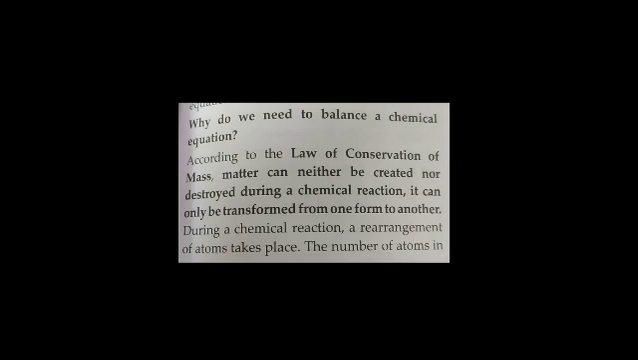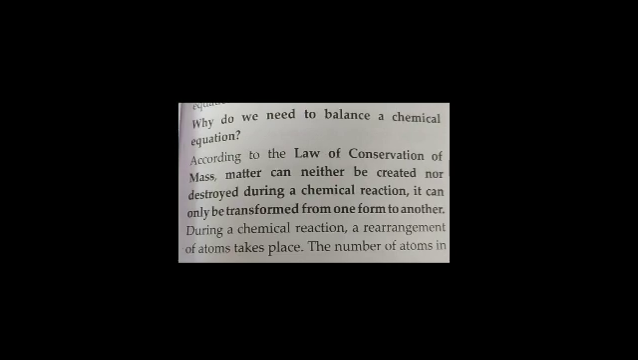Is that clear? So what happens in a chemical reaction? There is just a rearrangement of atoms. That is, instead of the compound that was there in the reactants, the atoms have rearranged themselves to form another compound, which gives rise to the formation of products. So the number of atoms in the reactants must be equal to the number of same atoms in the products. Therefore, a chemical equation needs to be balanced to follow the law of conservation of mass.